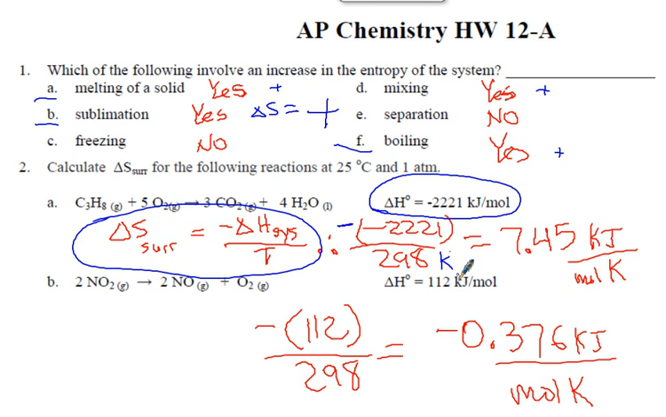Number letter B, if you will, or number B, if you don't know your letters. Same thing, that reaction is evidently endothermic because there's no negative sign here, therefore the surroundings are losing energy and the delta S of the surroundings is negative, so it's actually becoming slightly more organized. Okay?